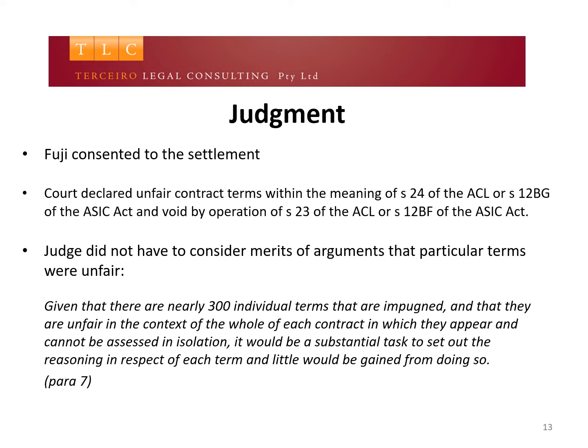Now, somewhat disappointingly, the judge concluded that he did not need to consider the merits of arguments that particular terms were unfair, and he expressed it in paragraph 7 as follows: given that there are nearly 300 individual terms that are impugned and that they are unfair in the context of the whole of each agreement in which they appear and cannot be assessed in isolation, it would be a substantial task to set out the reasoning in respect of each term, and little would be gained from doing so.